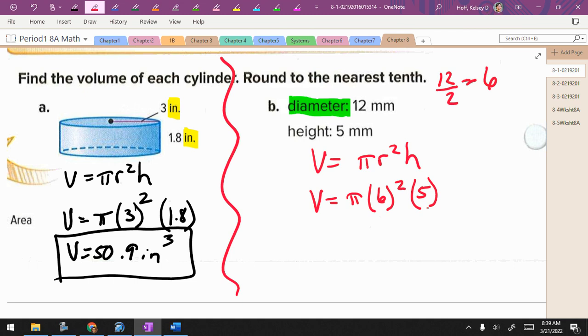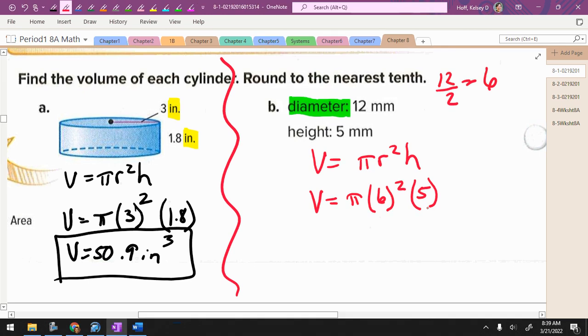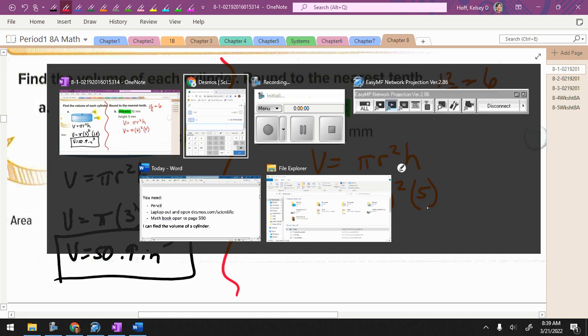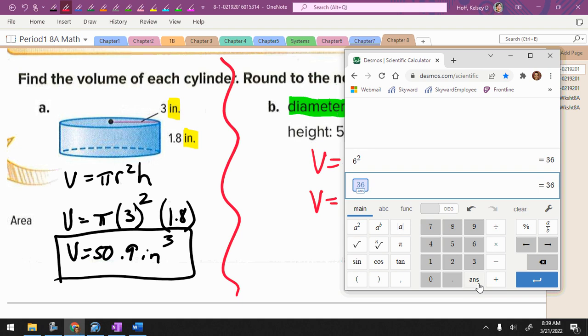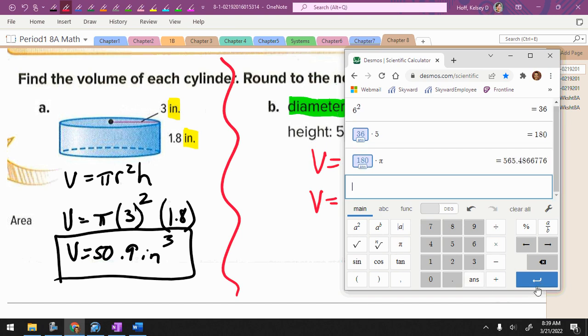Okay, when it comes to your test and your quiz, I can't help you with this. That's why I want you to be practicing. What do I type in first? 6 squared, I hit enter. Then what do I do? ANS times 5, I hit enter. ANS times pi, I hit enter.